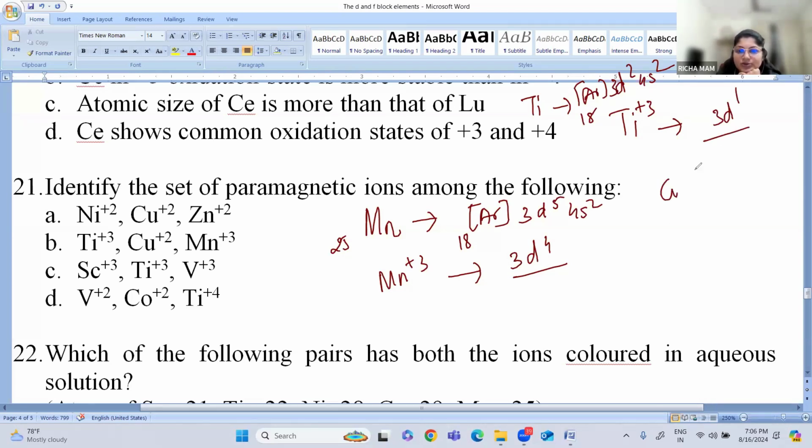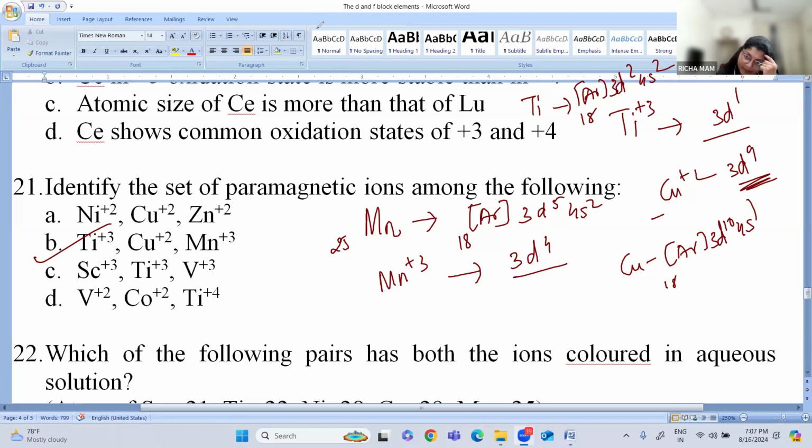Then copper +2. Copper +2 is what? Copper will be argon 18, 3d10, 4s1. So copper +2 will be 3d9. So here also, how many electrons are present? 1 electron is present. So option number B is the correct answer. If I write for all, just check, it will be option B. So what you have to do? You have to write the electronic configuration for all.